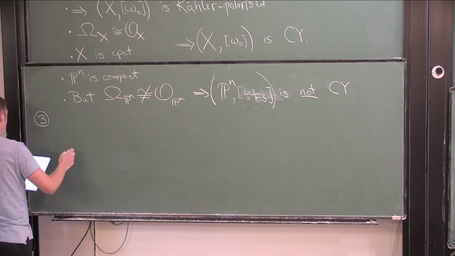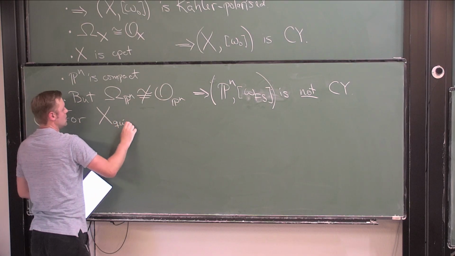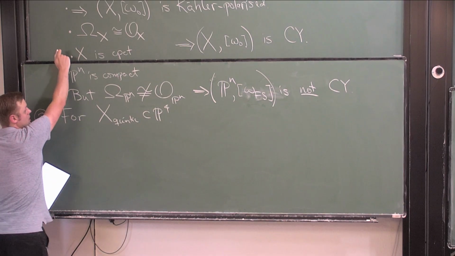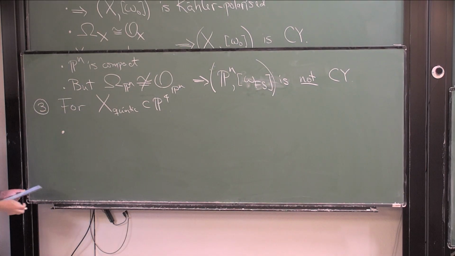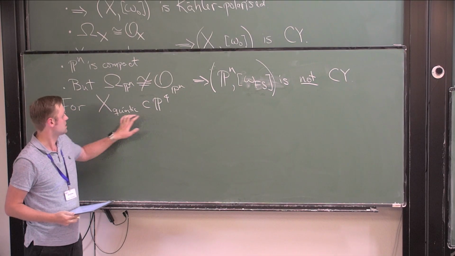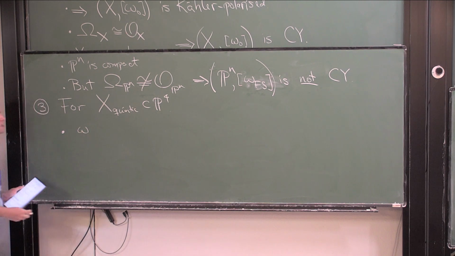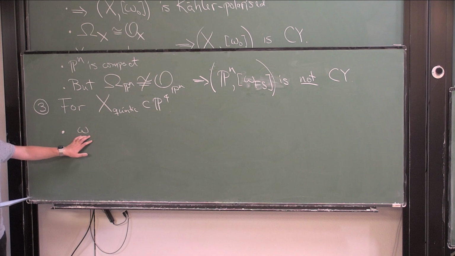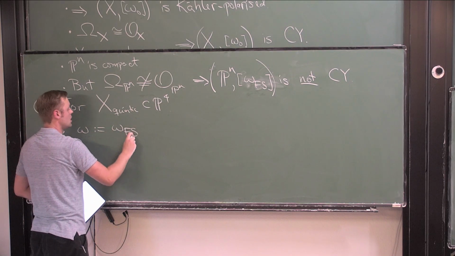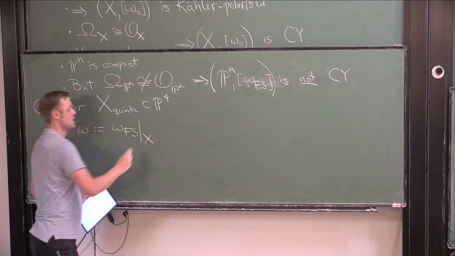So now let me consider our final example, which is this quintic in P4. Because this is a submanifold of P4, I'll equip it with a Kähler form, omega, which is literally just the restriction of the Fubini-Study metric from P4 down to X.